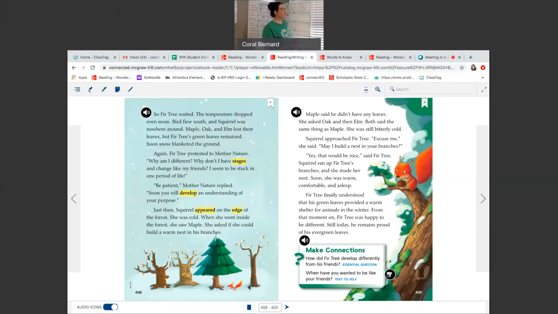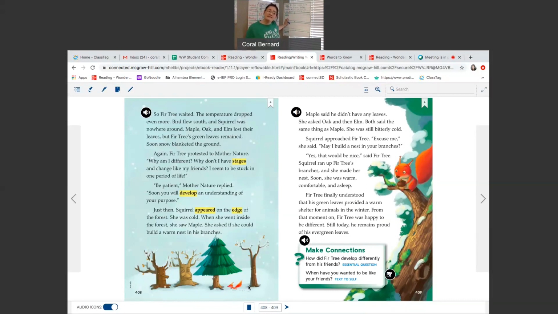Let me think of another clue now for my theme. So the temperature dropped. Now it's not fall anymore. It's turning into winter. Everyone's cold, and all of the trees, except for Fir Tree, lost their leaves. Snow's on the ground. Fir Tree, again, he was complaining to Mother Nature.